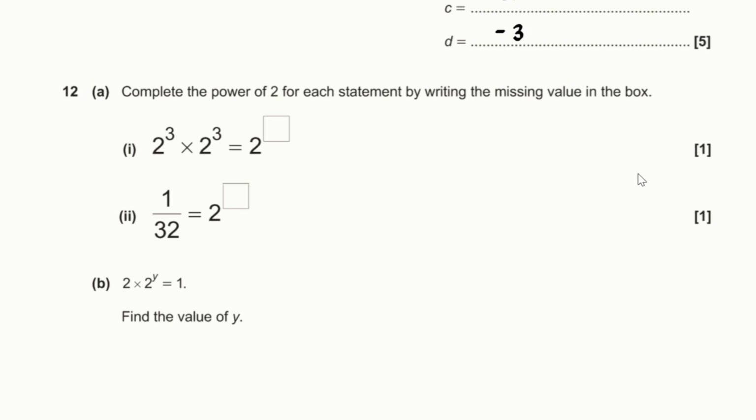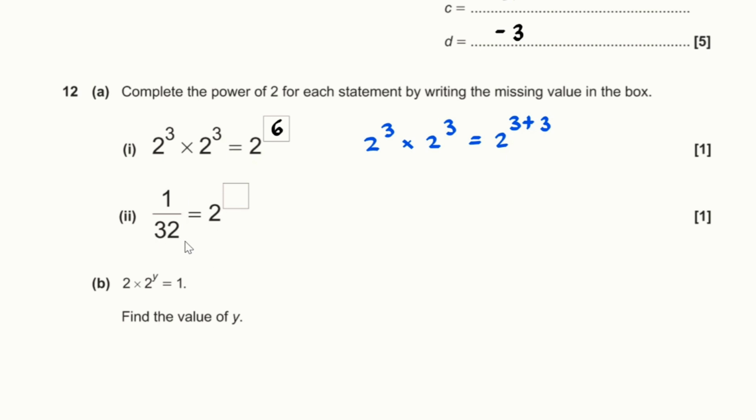Question number 12. For part A, we have to complete the power of 2 for each statement by writing the missing value in the box. I've got 2 to the power of 3 times 2 to the power of 3. Well, here I need to add the powers. So this is the same as 2 to the power of 3 plus 3. So I have 2 to the power of 6.